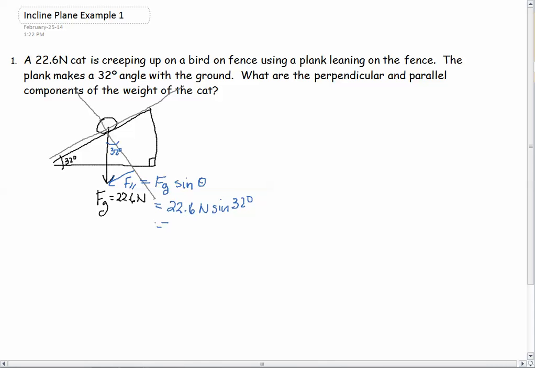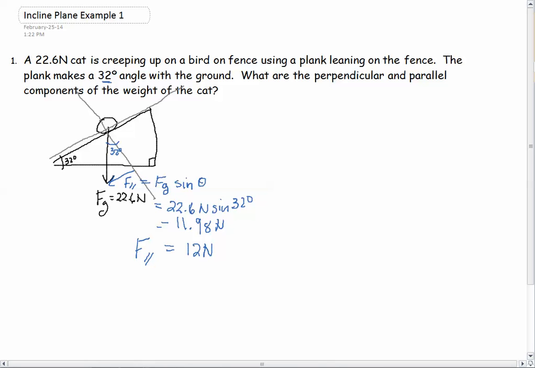And that gives me a weight, or the component that runs parallel to the plane has a magnitude of 11.98 newtons. And since we're going to two significant digits here, because our angle is to 2, we use 12 newtons for the parallel component of the force of gravity.